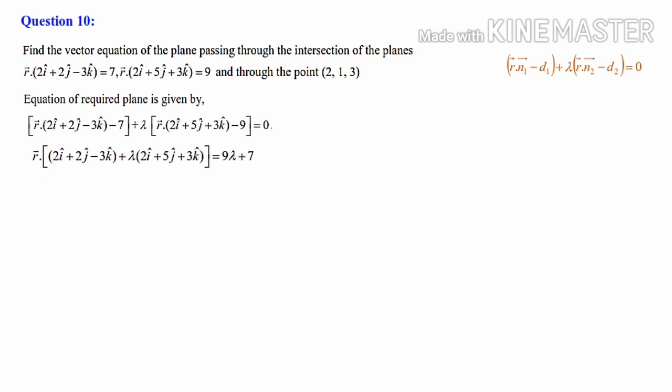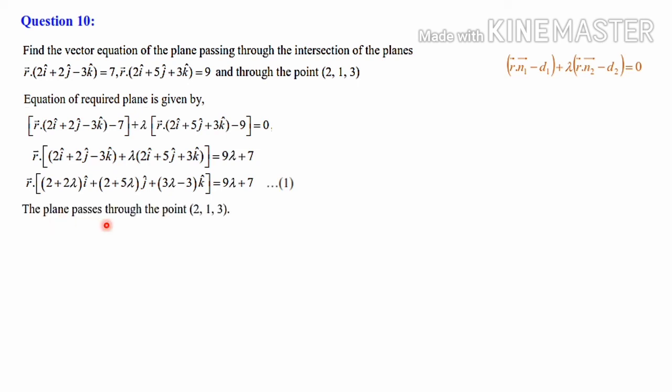Then the calculation part, r dot. Here 2i cap and here 2 lambda i cap. Let's take the scalar components out. That is (2 + 2 lambda) i cap plus, here there is a 2 and here there is 5 lambda, so (2 + 5 lambda) j cap. Here there is minus 3 and here there is 3 lambda. So let's take the positive term first, that is (3 lambda − 3) k cap equal to 9 lambda + 7. Let's take it as equation number 1.